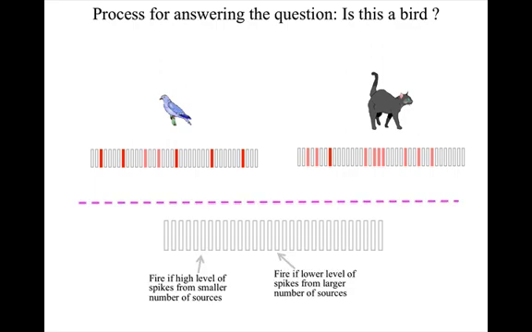So if in some other cortical area, some columns fire if there's a high level of spikes from a smaller number of sources, and other columns fire only if there are inputs from more visual columns, then the receptive fields in this area can discriminate between the circumstances corresponding with category member and non-member, and that can therefore recommend the appropriate responses.